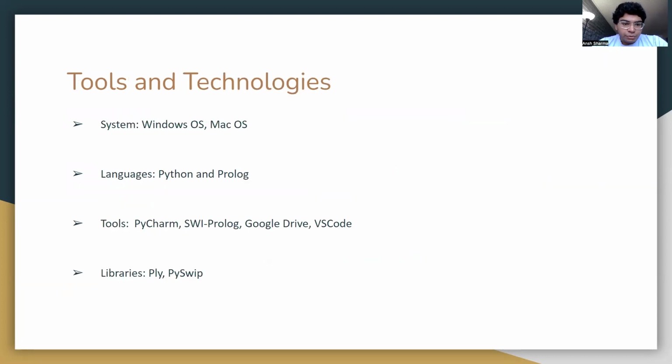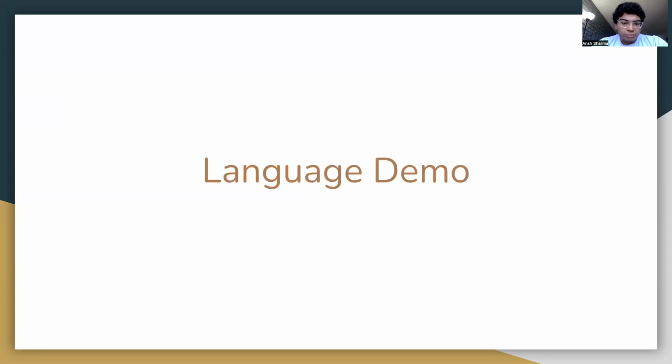So the systems we have used are the operating systems Windows and Mac. Languages we have used are Python and Prolog, as also stated by others. Tools we have used are PyCharm, Prolog, Google Drive, and VS Code. Libraries we have used are PLY in Python for tokenization, and PySwip for Prolog. Now I pass this presentation to Atharva for the demo of our project.